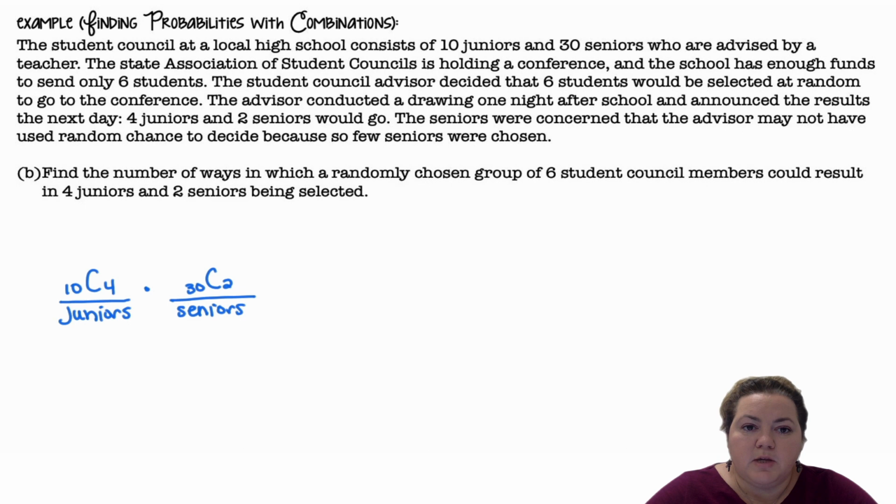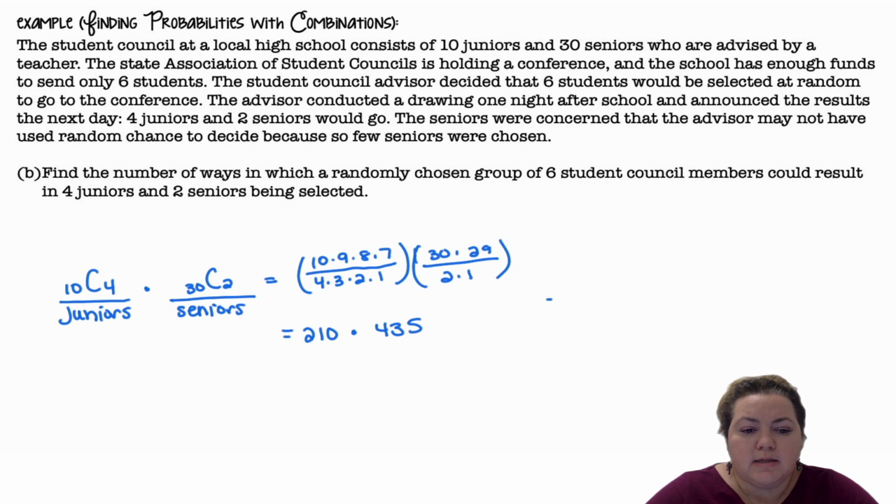All right, so this would be 4 juniors. Well, there were 10 juniors, so 10 choose 4. And 2 seniors. Well, there were 30 seniors, so 30 choose 2. And means to multiply them. So if I did the work out, it would look like this. So it's 210 times 435, which equals 91,350.